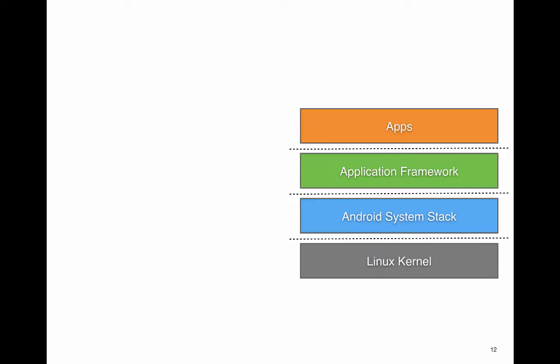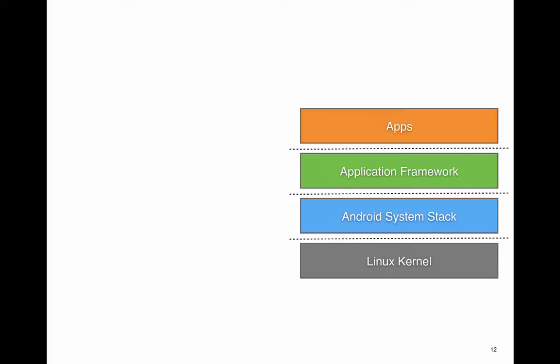So just keep this in mind, this is a system overview of Android. On the lowest level, we have the Linux kernel, which is like a regular Linux kernel, and on top of that, we have an Android system stack implemented in C and C++, which runs on top of the kernel. And on top of the system stack, there is the application framework, which is implemented in Java, and which also provides the API for all the applications to use.